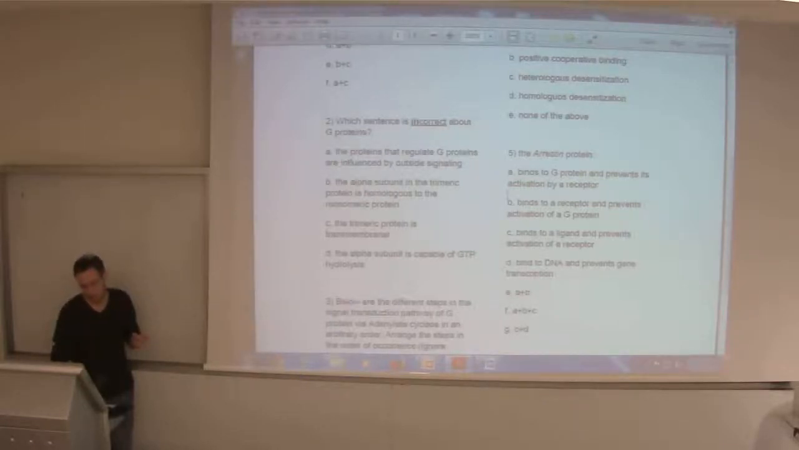So let's skip right to B. It binds to a receptor and prevents activation of the G protein. It covers the region of interaction between the receptor and the G protein. And so it does not bind to a G protein, neither does it bind to a ligand and hence prevent activation. That is also incorrect. And it also does not bind to DNA and prevent gene transcription. So arrestin binds to the receptor.